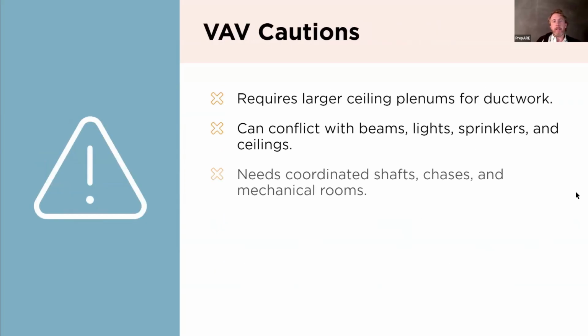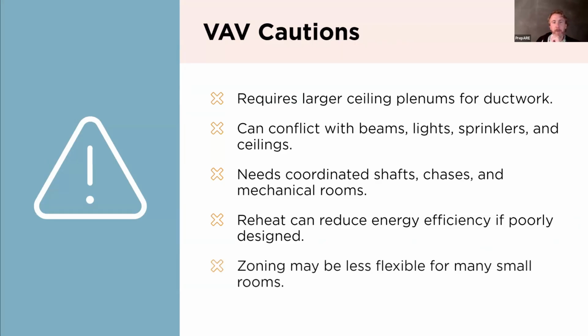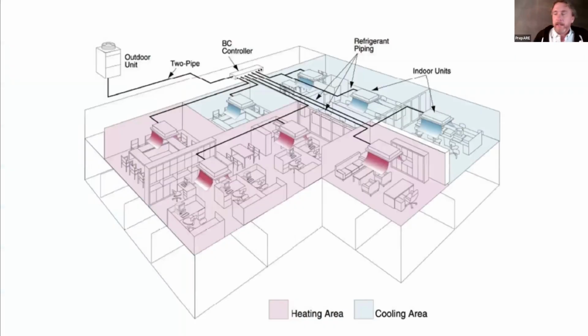Cautions for VAV: you're going to have really deep ceiling plenums, conflicts with beams, lights, sprinkler ceilings, and coordinated shafts with regard to fire as well. Reheating reduces energy efficiency if you have long runs. And then zoning is not very flexible. And then here we go.